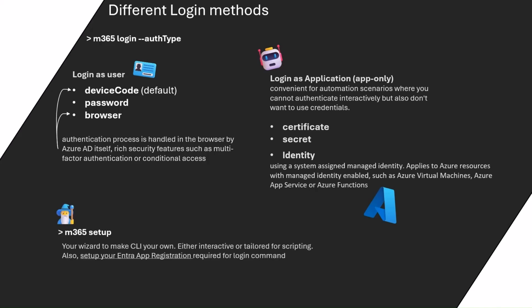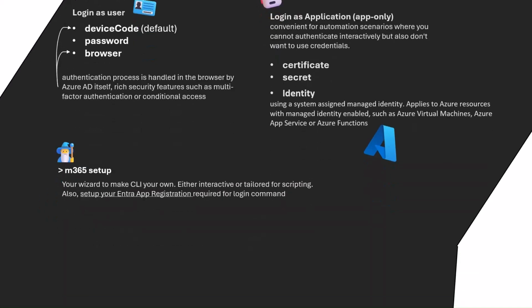And since CLI now requires you to log in over your own Entra app registration, please do remember to start with the M365 setup command, which now will not only make CLI your own and prepared for your dedicated case, so either tailored for scripting or interactive, but will now also help you set up, so basically create this Entra app registration on your tenant, so CLI can use it for the login command.